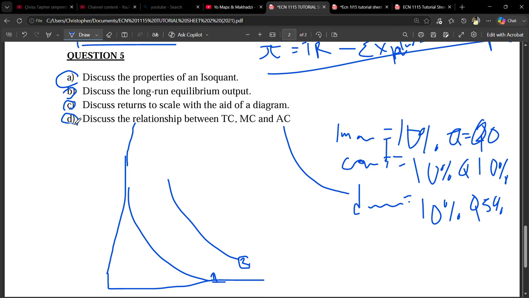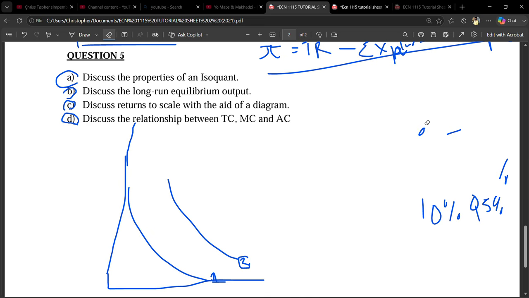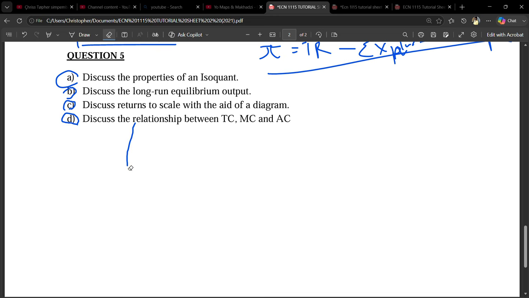Number 4, D. D says discuss the relationship between total cost and marginal cost and average cost. So here, I even wanted to give you this as homework, because you have to do it by yourself. You try to do it by yourselves, and then you give us answers in the comment section.